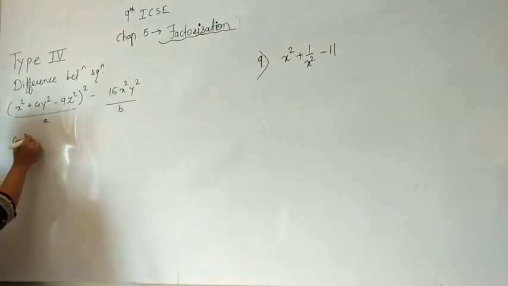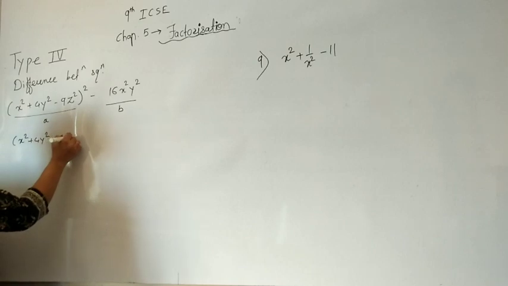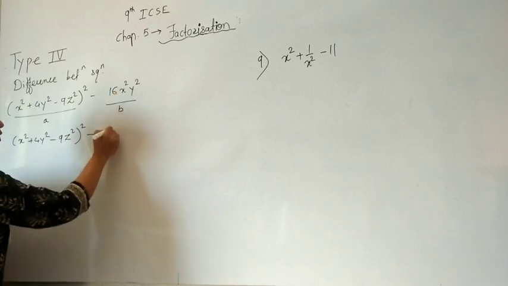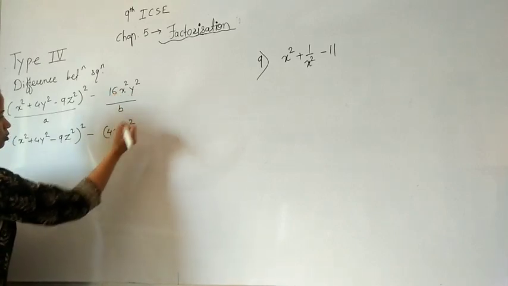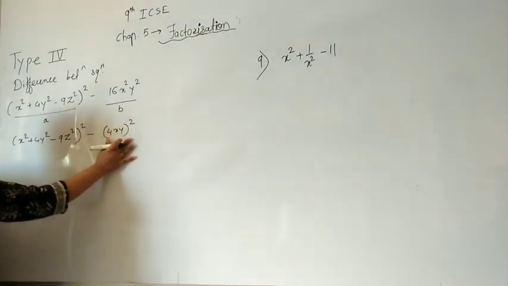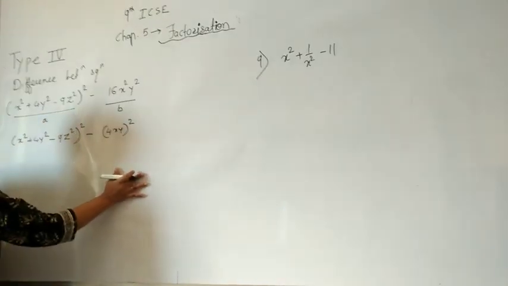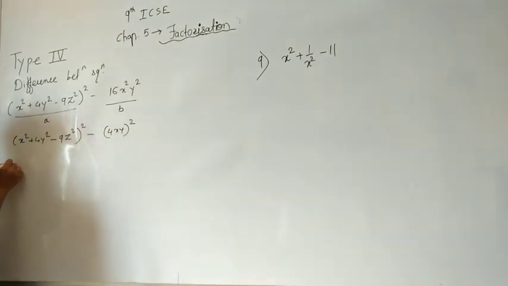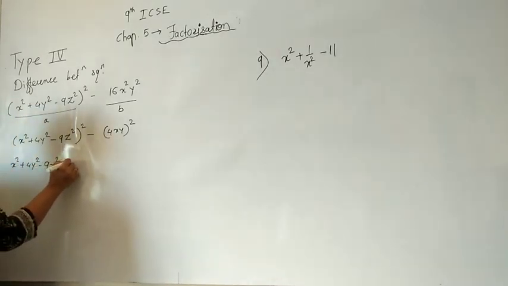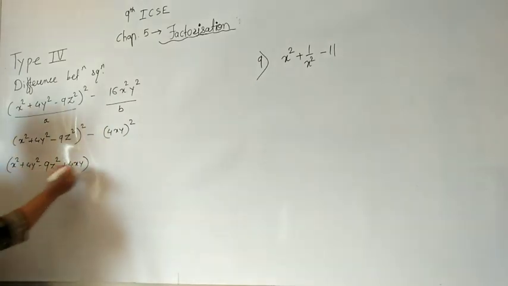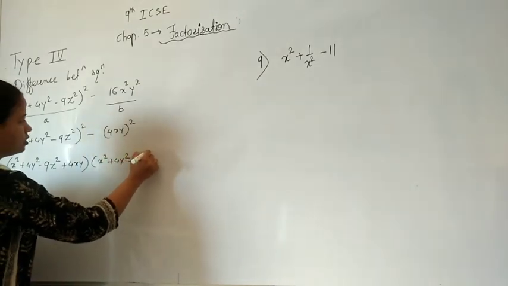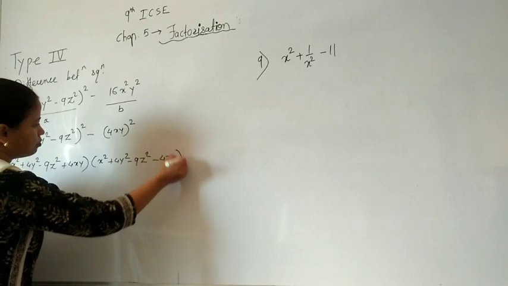So let's start. This whole we are considering as a and this as b. Now (x square plus 4y square minus 9z square) bracket square, and square root means 4xy. Now this question is in the form of a square minus b square, means we are going to solve a plus b as well as a minus b. Let's start with this, means x square plus 4y square minus 9z square plus 4xy. In the other bracket, x square plus 4y square minus 9z square minus 4xy.